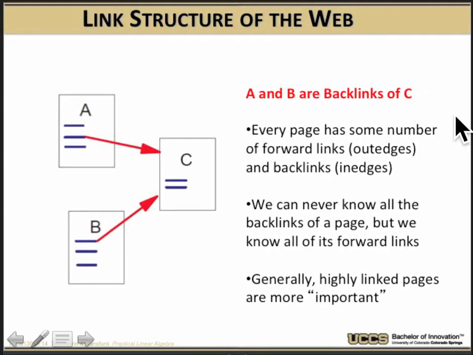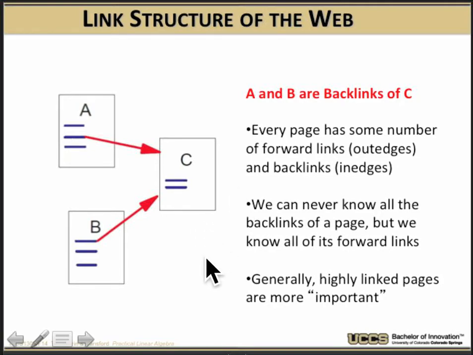Let's look at the structure of the web. So I have a web page, and on that web page is a link to another web page. In this case, B is a web page, also links to C. So A and B are what are called backlinks of C. They are pages that point to C. And every page has some number of forward links, out edges, like the red arrow from A, and backlinks, in edges, like the arrow pointing into C. We can never know all the backlinks of a page, but we can always know its forward links. So if I go to a page, I can find everything that points out of it. The only way to find what points into it is to crawl the web, keep track of all the outward links, and then build a graph out of them.